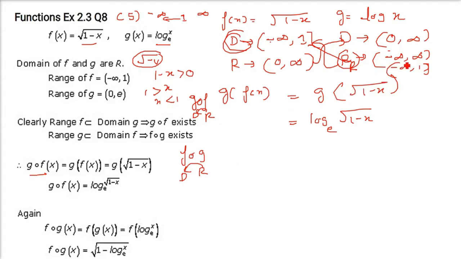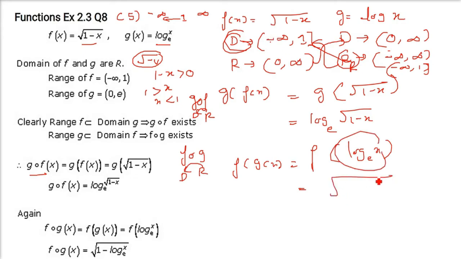But for the time being, f of g(x) would be f of this g(x), which is log x. So just put this log x inside under root 1 minus x in place of x. Just put it here: under root 1 minus log x, with base e.